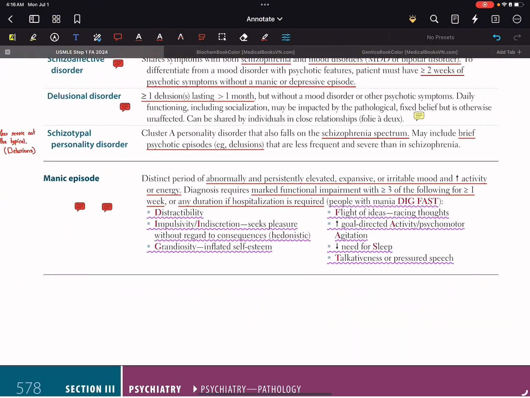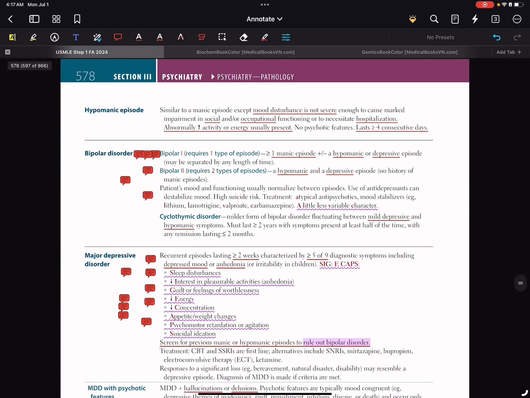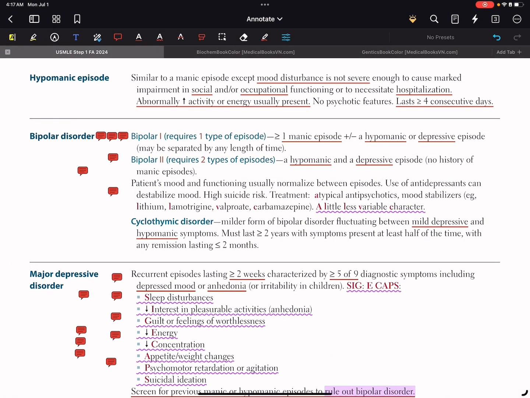Delusional disorder is very simple, just delusions. The patient thinks that the government is after him, or that the food is poisoned, but he has no other symptoms and no evidence. So this is delusional disorder. Manic episode is very easy. A hypomanic episode is similar to a manic episode, except the mood disturbance is not severe enough to cause marked impairment in social or occupational function or to require hospitalization. Abnormally increased activity or energy is usually present, with no psychotic features, lasting for more than 4 consecutive days.